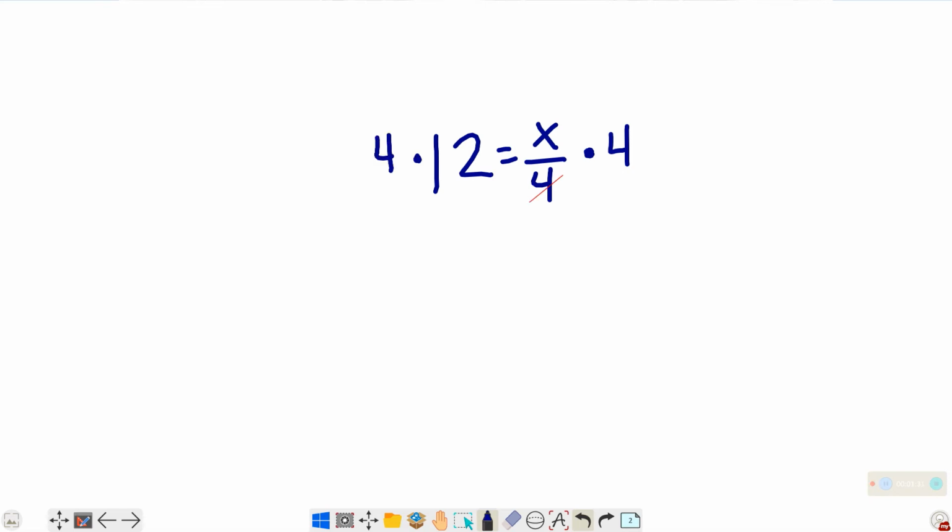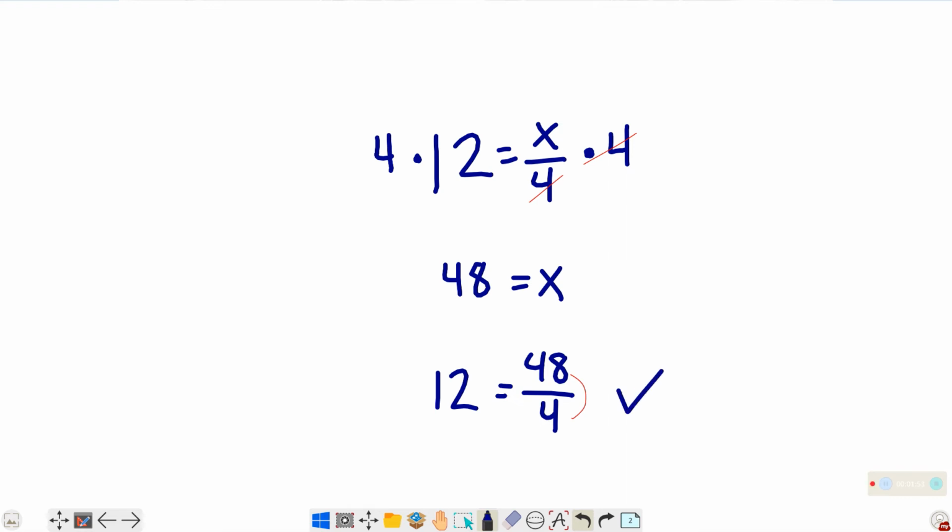A 4 and a 4 divide out. So I am left with x. 4 times 12 makes 48. We can check our work by putting 48 in the x position and seeing if it really does equal 12. Is 48 divided by 4 equal to 12? Yes.